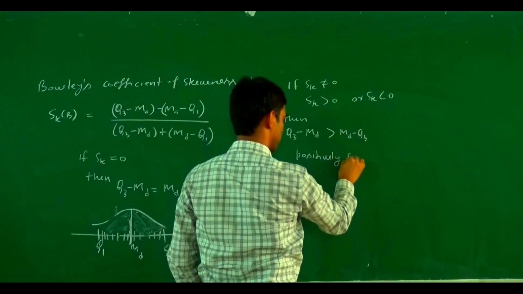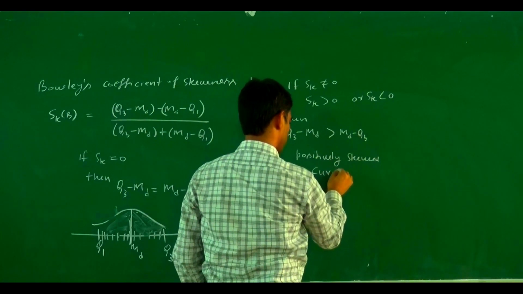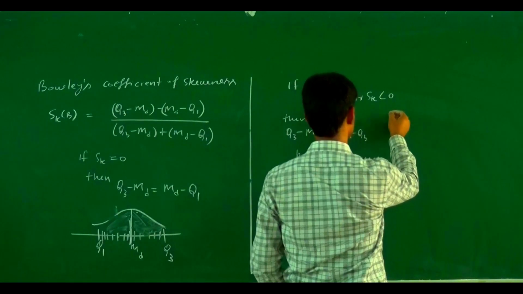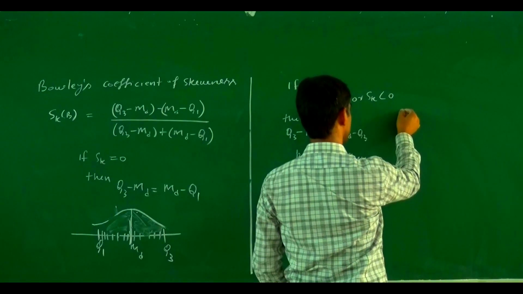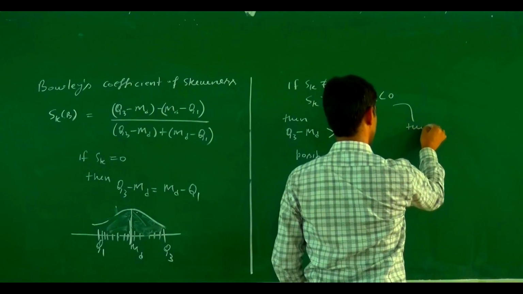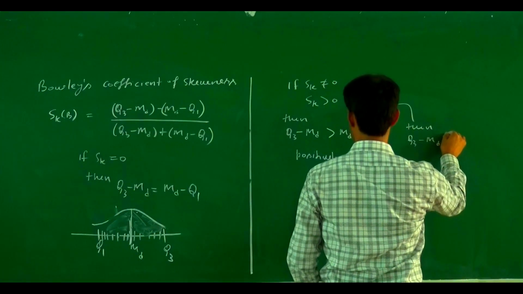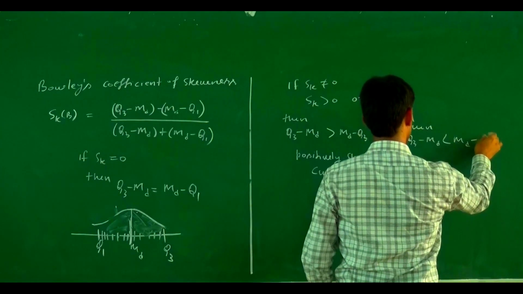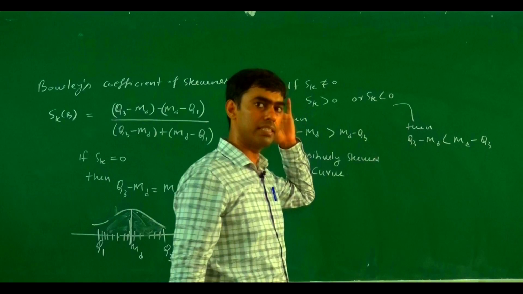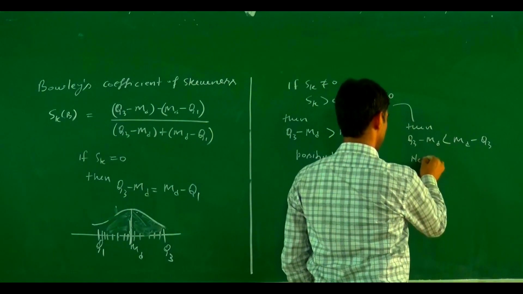Positively skewed curve. And in this case, what will happen? If Q3 minus MD is less than MD minus Q1, then Sk is less than 0. Then we say that this one is a negatively skewed curve.